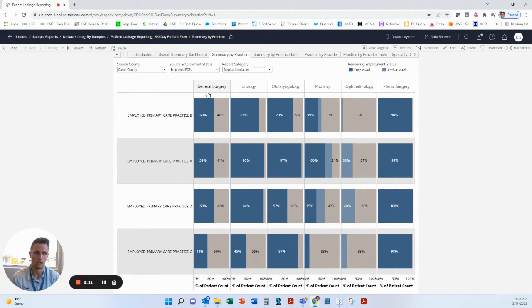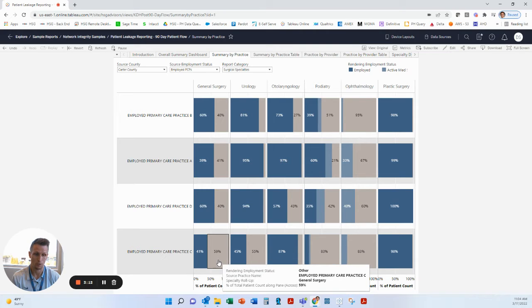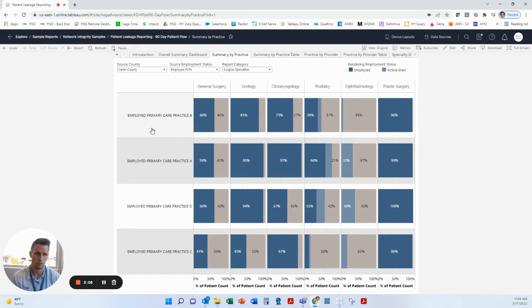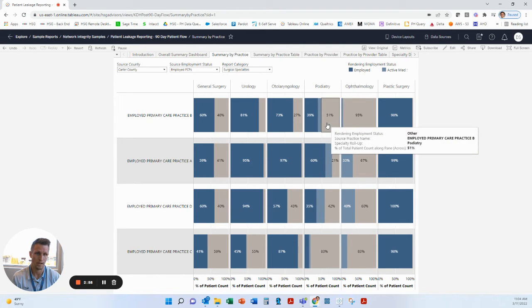What does their volume look like to those same surgical specialties? So we can see across the board that employed primary care practice C is actually our biggest opportunity for improving keepage for general surgery specifically as we look down. Subsequently, if we looked across for the employed primary care practice B here, we could see that for ophthalmology and podiatry, we have significantly higher leakage to outside the system than our ability to keep within other surgical specialties that we're measuring data on.